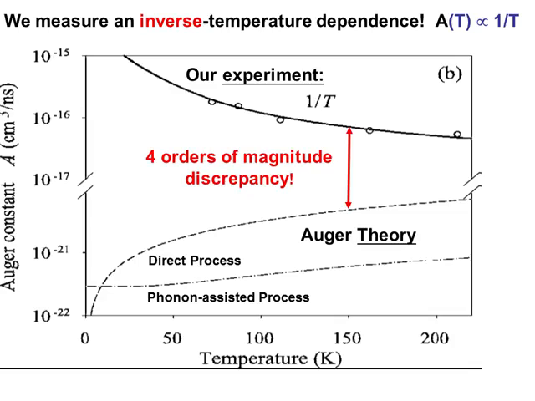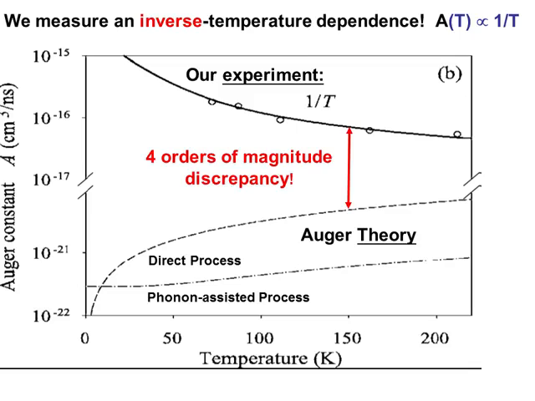Theoretically, the Auger constant increases with rising gas temperature, and early experiments seem to support this. However, time-resolved measurements of exciton density show an inverse temperature dependence for A, and it's 4 orders of magnitude larger than predicted by Auger theory.